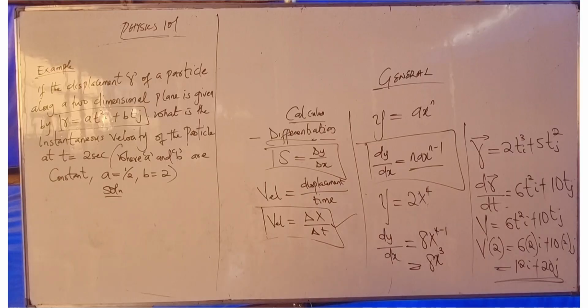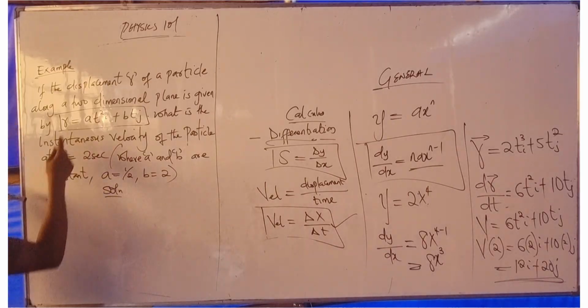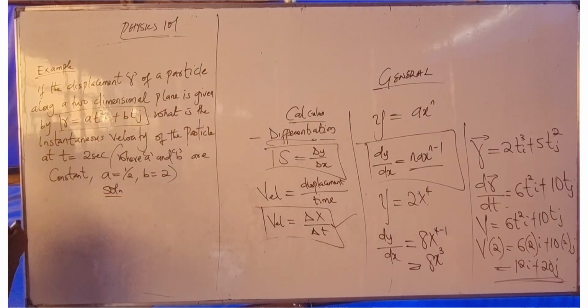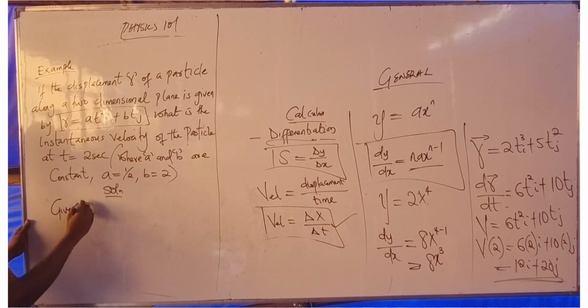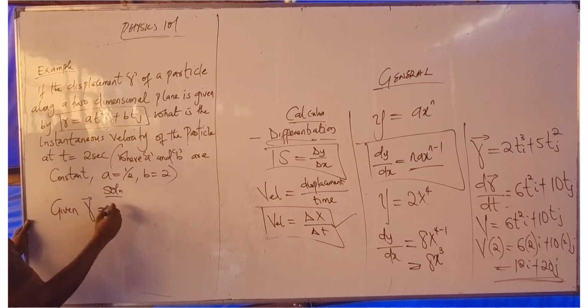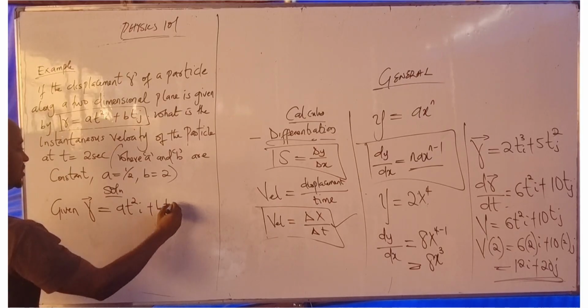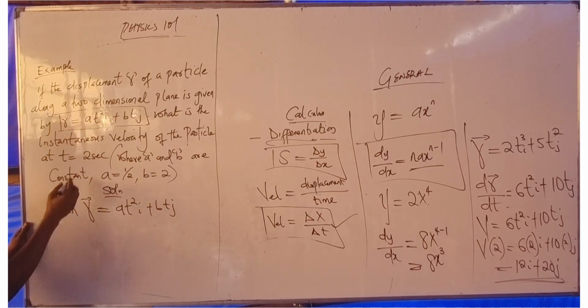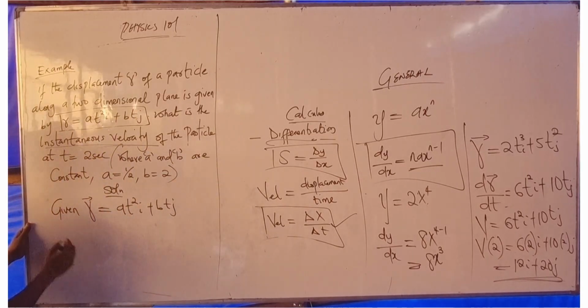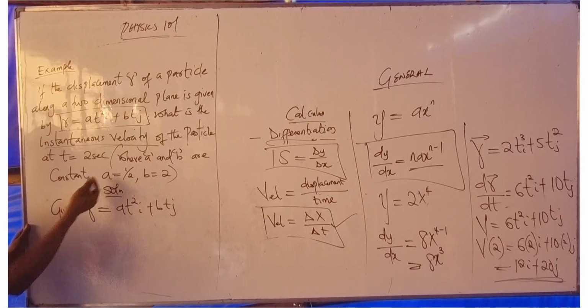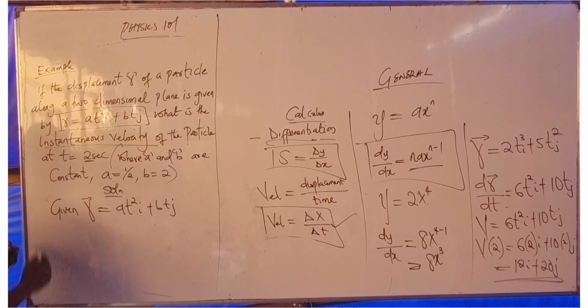Okay, now, if the displacement r of a particle along a two-dimensional plane is given as r = at²i + btj, and we have to find the instantaneous velocity of the particle at t equals 2 seconds. Very simple.